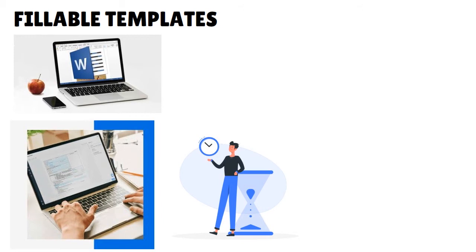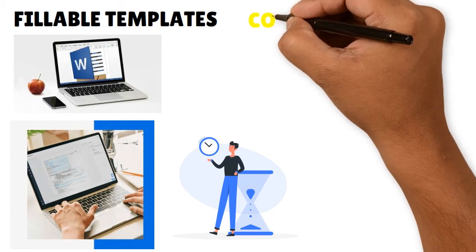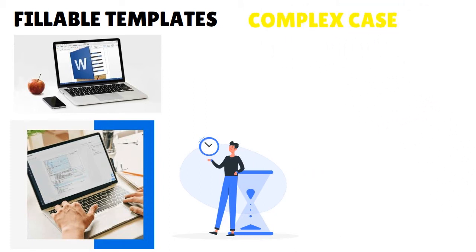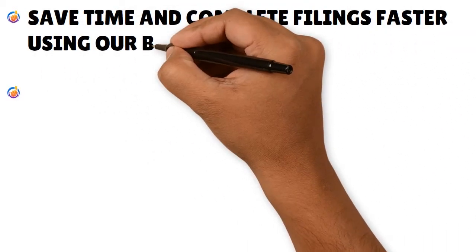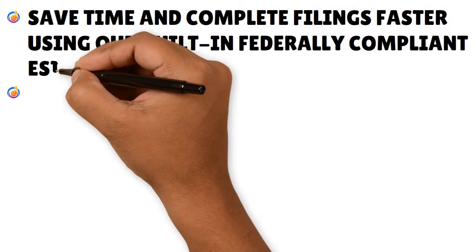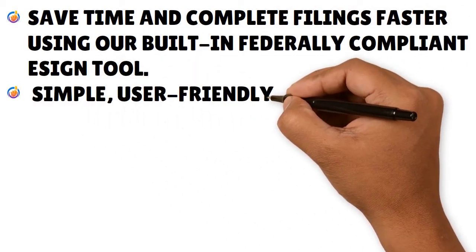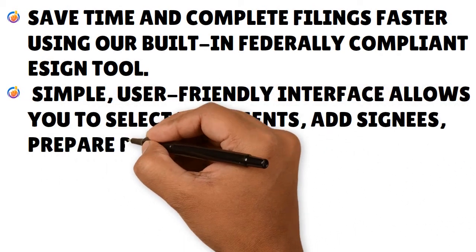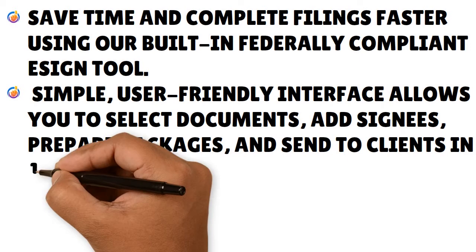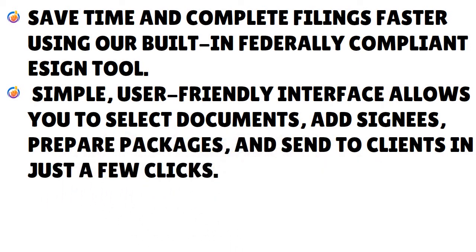And so you can prepare and send documents for e-sign with ease. When you have, let's say, a complex case that involves several parties, having the ability to take advantage of e-sign is really cool. You're saving time and completing filing faster using Lawyaw's built-in federally compliant e-sign tool. You have a simple, user-friendly interface that allows you to select documents, add signees, prepare packages, and send to clients in just a few clicks.